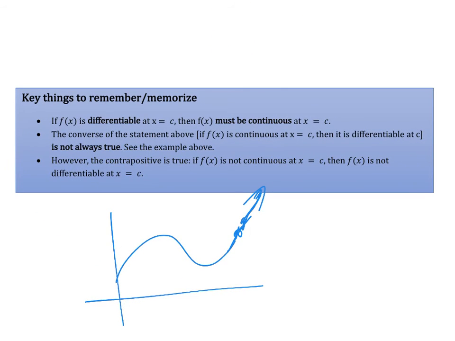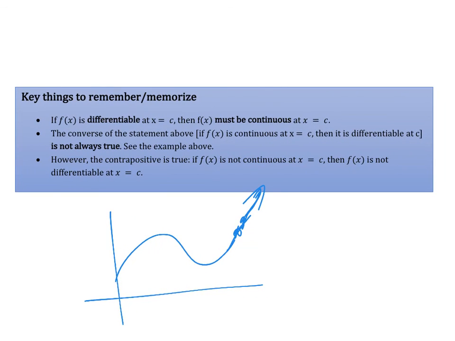The contrapositive is true. If you know that something is not continuous, that tells us that it cannot be differentiable. Okay, so keep that in mind. It's a one-way deal. If it's differentiable, you know it's continuous, has to be.